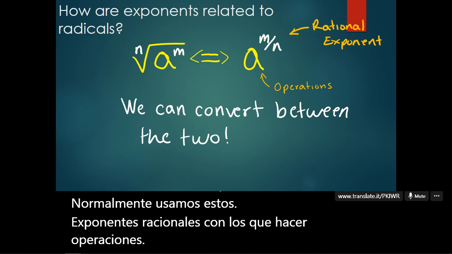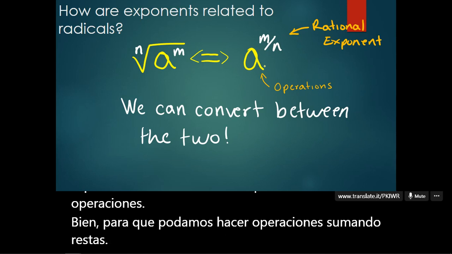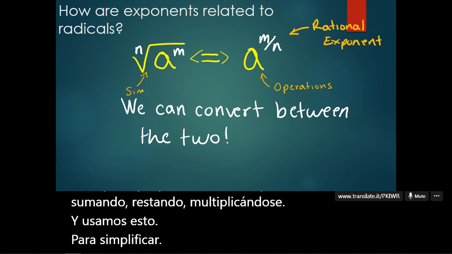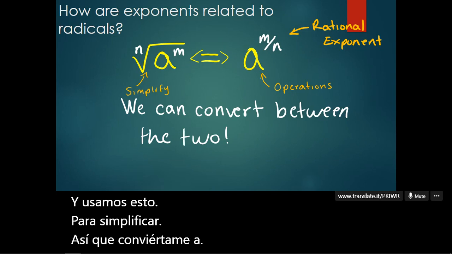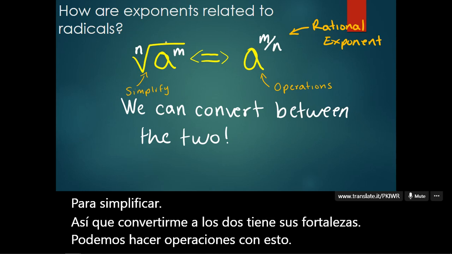Right, so we can do operations, adding, subtracting, multiplying, and we use this to simplify. So converting between the two has its strengths. We can do operations with this, and we can simplify with this.